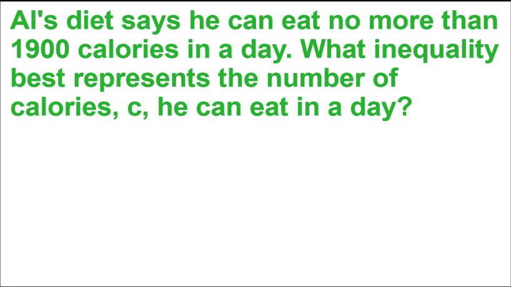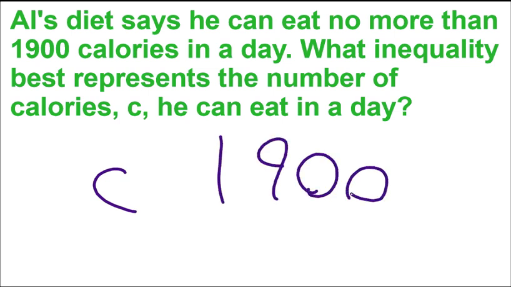So to start with, Al's diet says he can eat no more than 1,900 calories in a day. What inequality represents the number of calories C he can eat in a day? All right, so pretty easy with the variable and the number. Nothing that we have to do with that. All four answer choices are going to have the same variable, same number. Each answer choice is going to have a different inequality sign, though, and that's the part we have to figure out. So what are our key words on this one?